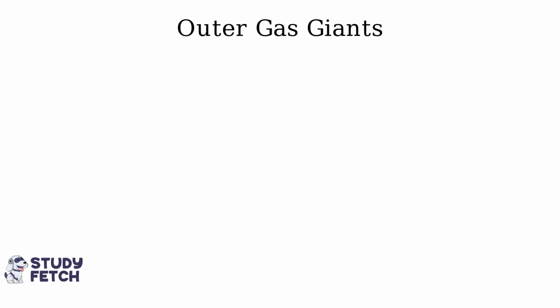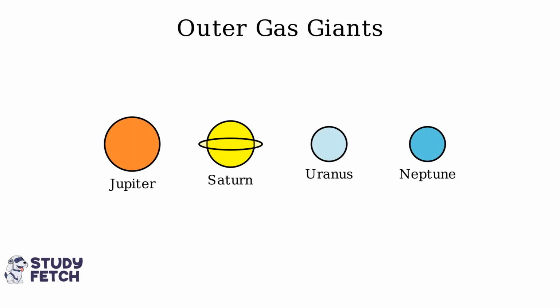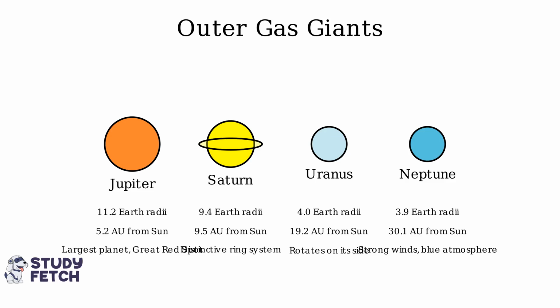Beyond Mars lie the outer planets, Jupiter, Saturn, Uranus, and Neptune. These planets are much larger than the inner planets and are primarily composed of gases like hydrogen and helium. Jupiter is the largest planet with a distinctive red spot. Saturn has its famous rings, Uranus rotates on its side, and Neptune has strong winds and a deep blue color.